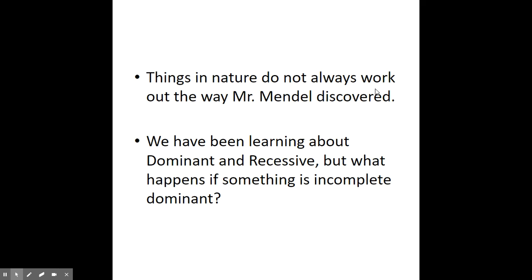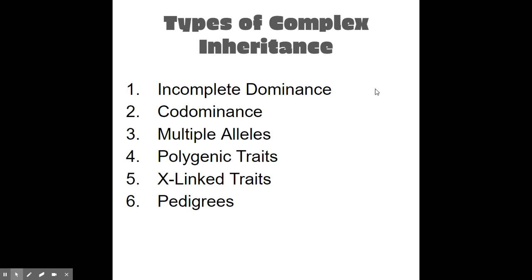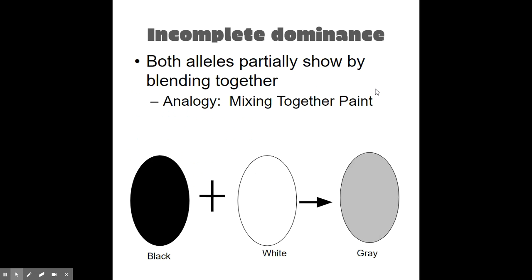Now, exceptions to Mendel's rules: lots of things were discovered after his work and after he passed away. And we're going to look at some of these today: incomplete dominance, codominance, multiple alleles, polygenic traits, X-linked traits, and pedigrees, which is how we can study genetics in humans.